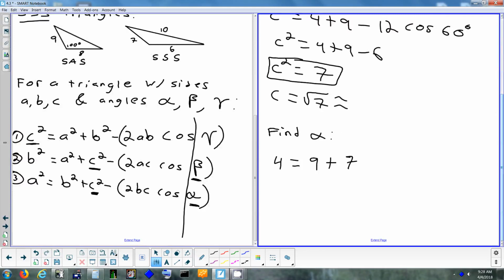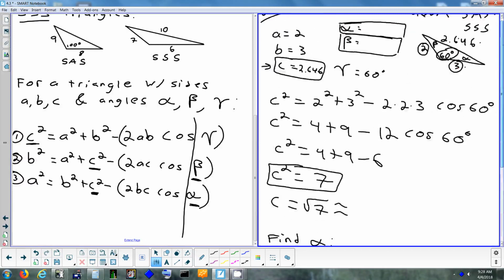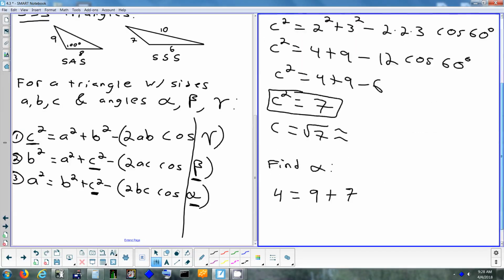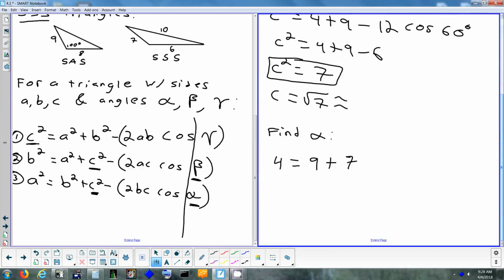So if you can do that, that's better, because if I take the square root of 7, which was what, 2 point something? 2.646. If I square that, I'm not going to get 7. I'm going to get like 6.99 something. All right, but I know the answer to c squared should be 7.